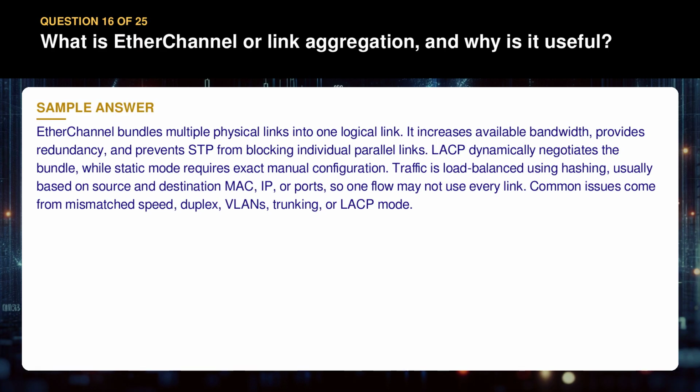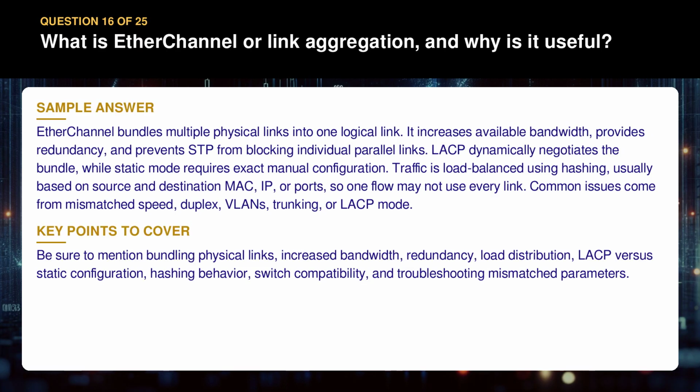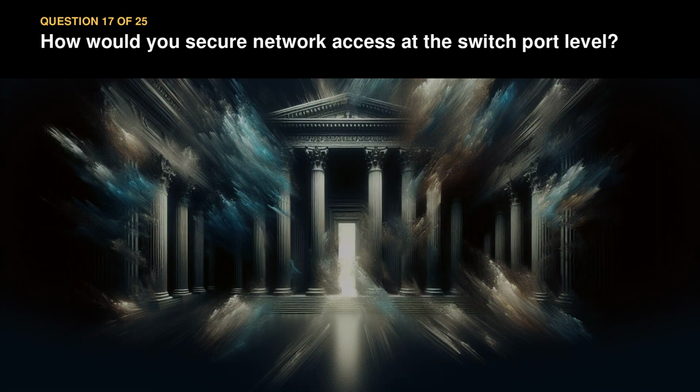Traffic is load balanced using hashing, usually based on source and destination MAC, IP, or ports, so one flow may not use every link. Common issues come from mismatched speed, duplex, VLANs, trunking, or LACP mode. Be sure to mention bundling physical links, increased bandwidth, redundancy, load distribution, LACP versus static configuration, hashing behavior, switch compatibility, and troubleshooting mismatched parameters. Question 17.